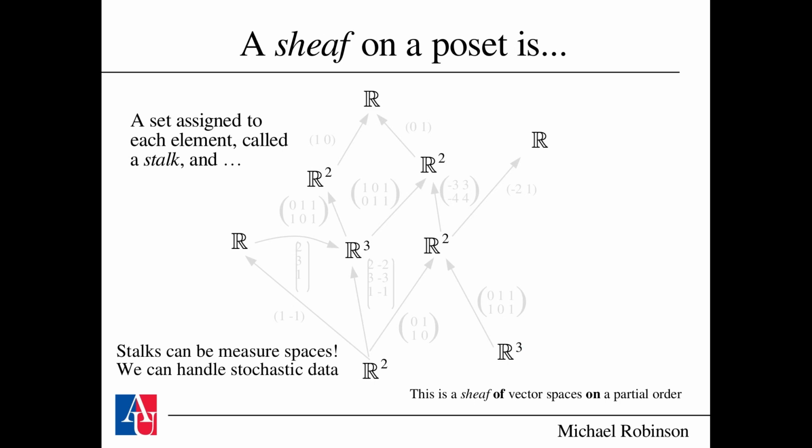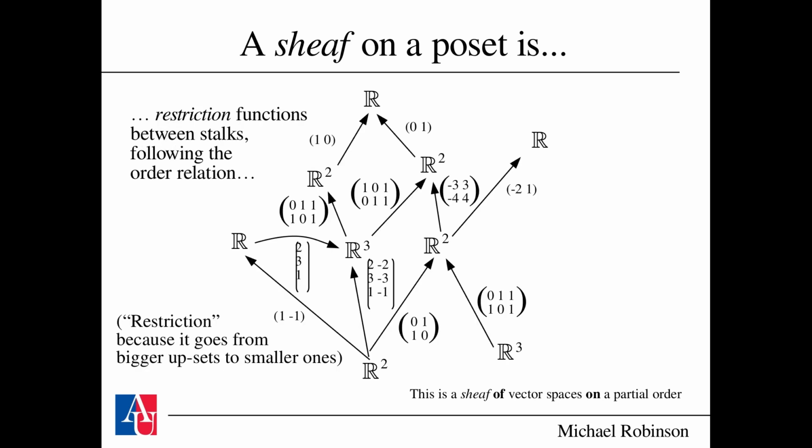Well, what's a sheaf on this? Well, you take each element in your partial order, assign to it a set of values for the variables that are there. These are called the stalks. You can think of them as local state spaces. They can be measure spaces, so you can handle stochastic data. And it's worth noting that the types matter. What I'm going to build on this slide is a sheaf of vector spaces. Each of the stalks here are vector spaces. And they're on a partial order.